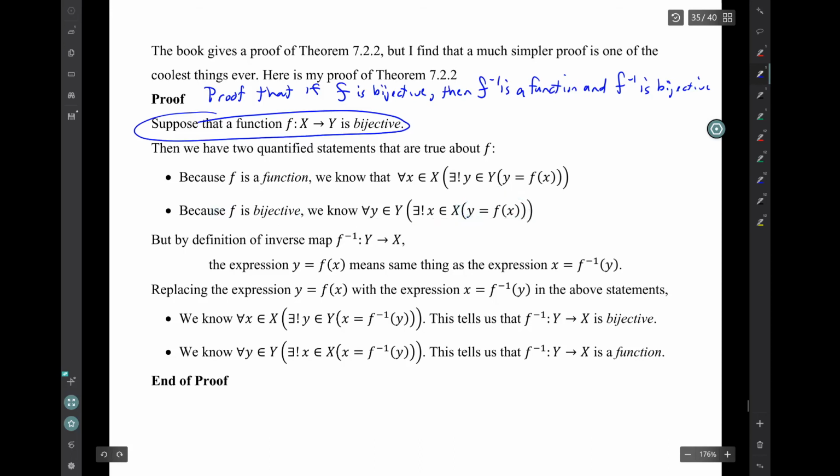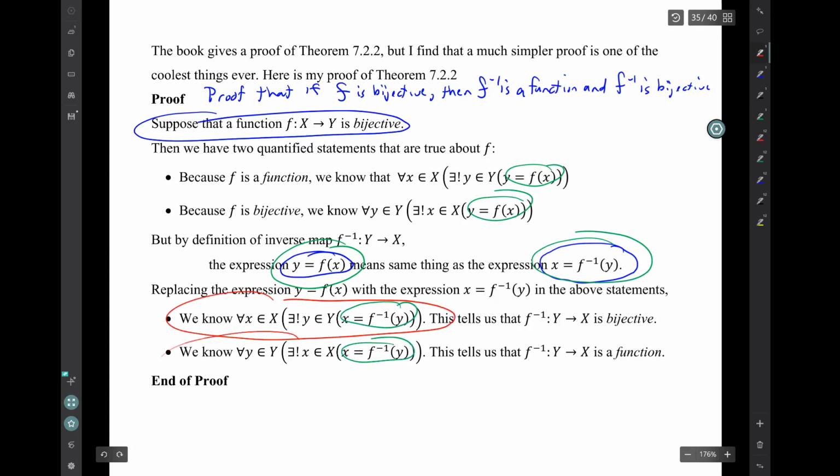Now here's the cool trick. By the definition of the inverse map, we know that this expression, y equals f of x, means the same thing as this expression, x equals f inverse of y. So if we just simply replace this symbol with this symbol in all those places, we get these new statements down here.